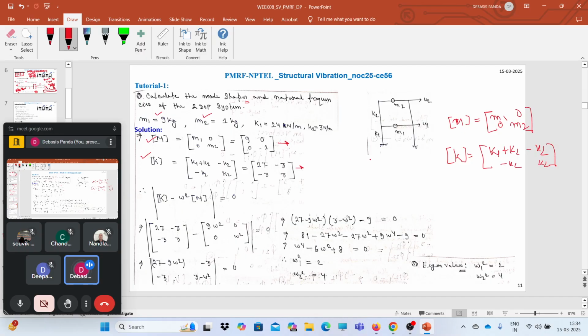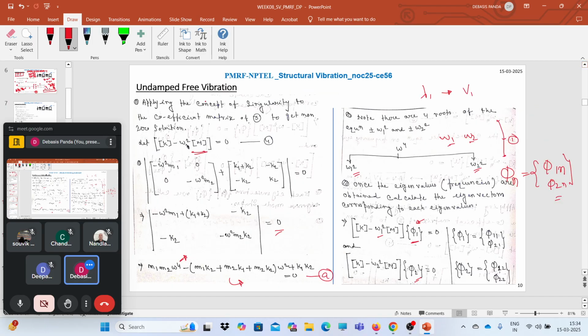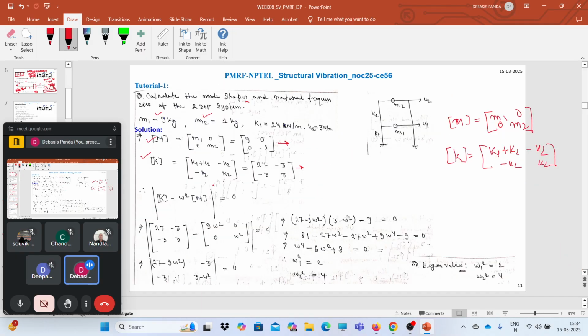Then we need to solve the characteristic equation. How? We need to first find the determinant of the characteristic equation and equate it to 0, because using the concept of singularity we have solved this problem. Likewise we will do over here. So what was the characteristic equation? K matrix minus omega square into m matrix is equal to 0. So the determinant of this will be equal to 0, to incorporate the singularity and to find the solution of this equation.